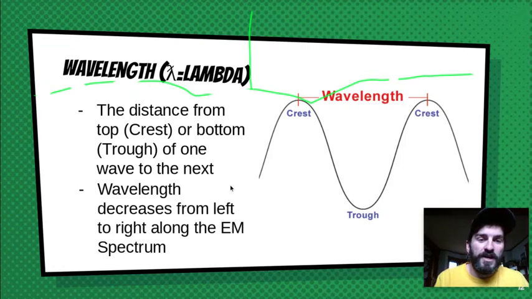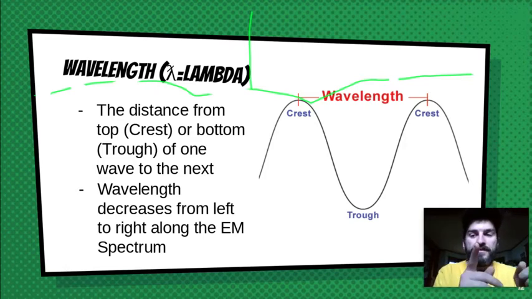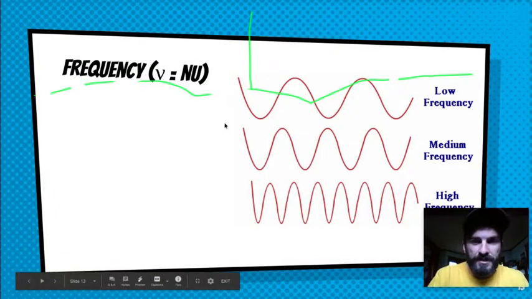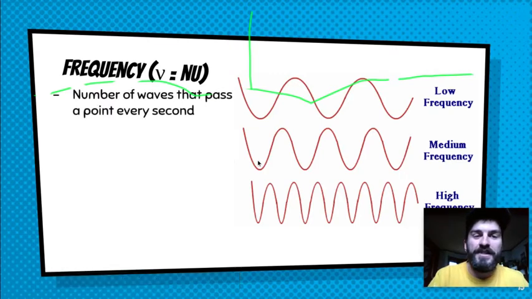As we move from left to right along the electromagnetic spectrum, away from radio waves towards gamma rays, our wavelength is going to get smaller. Then we have frequency. Frequency is just how often waves travel past a certain point every second. If a lot of waves travel past a point in a second, that has a higher frequency. If not a lot of waves pass a certain point every second, it's a low frequency. And we record this in hertz.